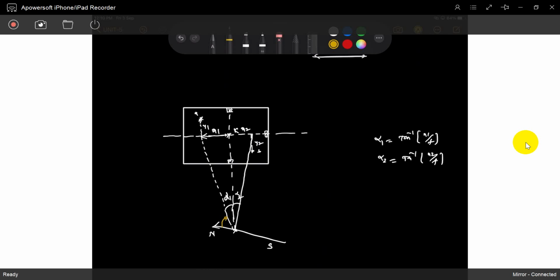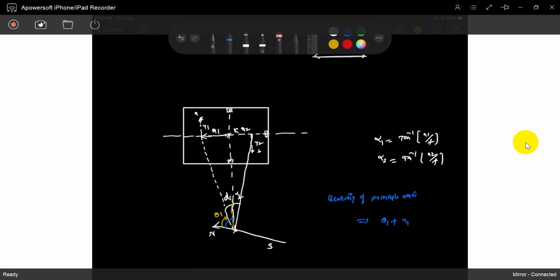So next, this is called theta 1. What is the bearing of the fiducial? What is the bearing of the principal axis? The principal axis is this. This is the principal axis. What is the bearing of the principal axis? That is the bearing of the principal axis. The bearing of the principal axis is theta 1 plus alpha 1.